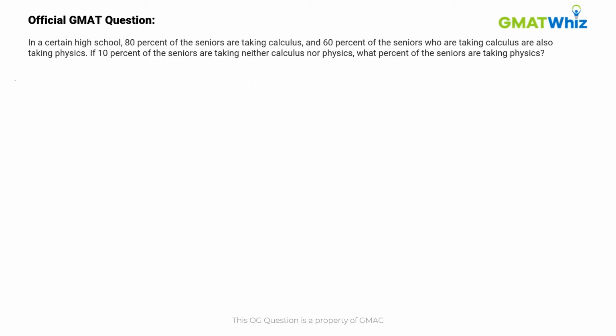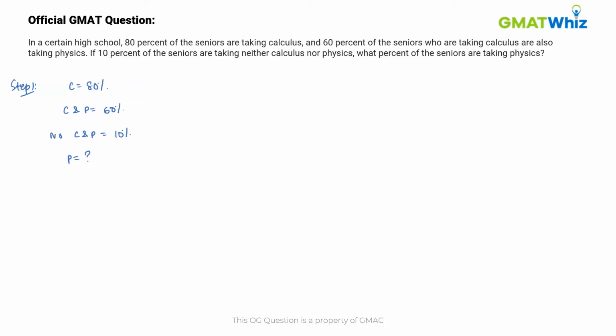In this question, we are given that in a certain high school, 80% of seniors are taking calculus. So the number of students who are taking calculus is equal to 80%. And the percentage of seniors who are taking calculus and physics is equal to 60%. We are also given that 10% of seniors are taking neither calculus nor physics. We have to find out the percentage of seniors that are taking physics.